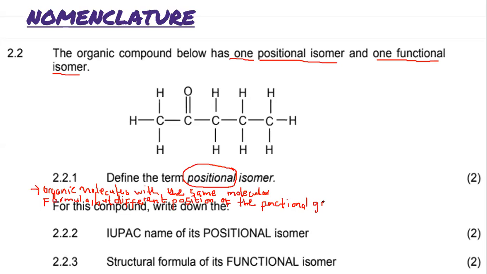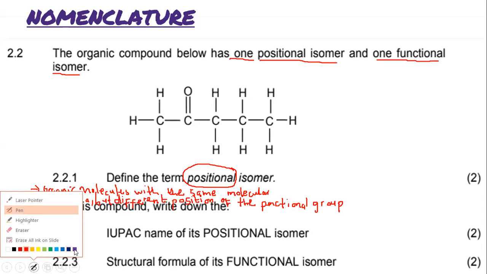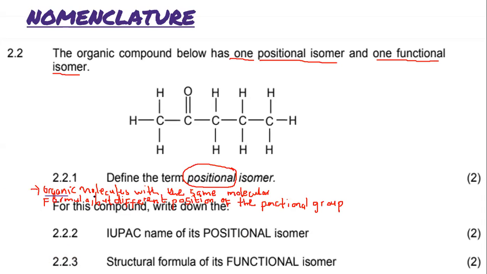Now, my dear learners, when we deal with positional isomers, you don't change the functional group. You just place the functional group at a different position. So how do we mark this one? You just get a different color there. Organic molecules with the same molecular formula. That will be one mark, but different position of the functional group. That will be another mark.